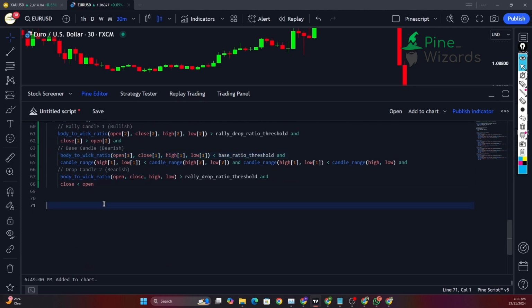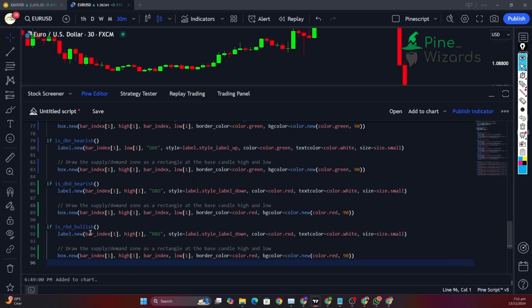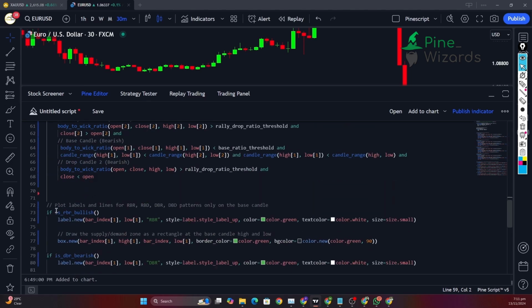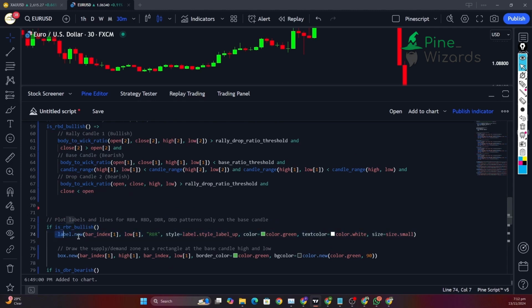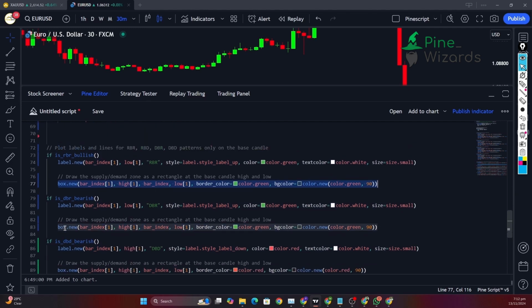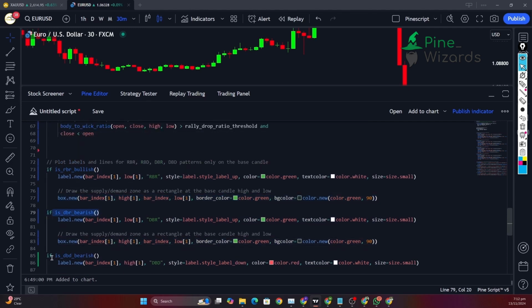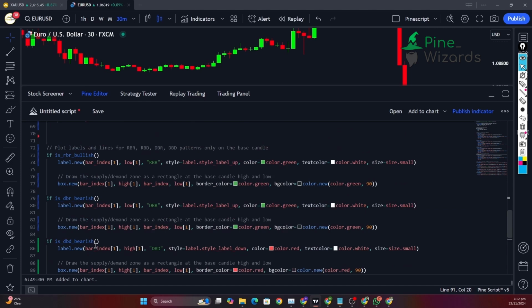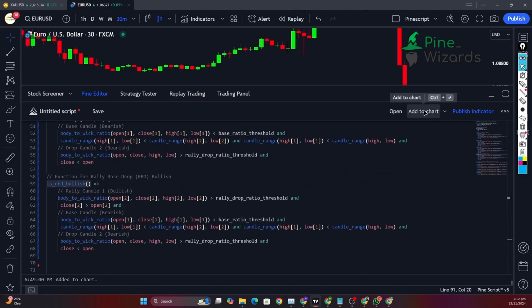Okay, now what we need to do is we need to plot these zones onto the chart. And since we have defined custom conditions, for each zone we have defined a specific custom function. So if this function returns true, we want to plot a label of rally base rally, and then we also want to plot a box. And we are going to do this for all. So is it drop base rally, is it drop base drop, or is it rally base drop? Then we can go ahead and add this to the chart.